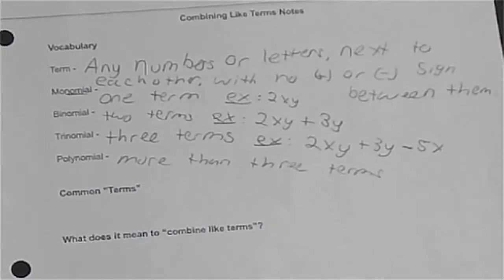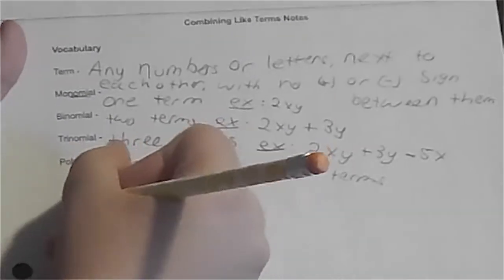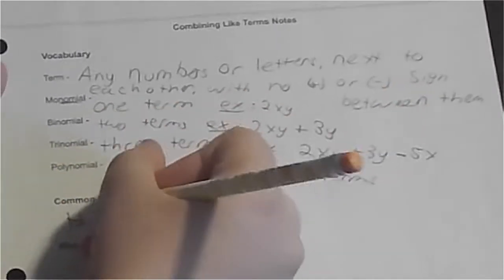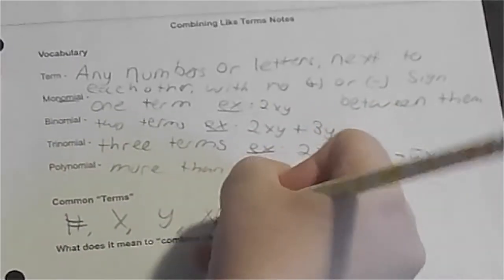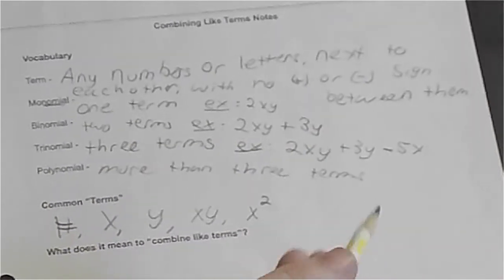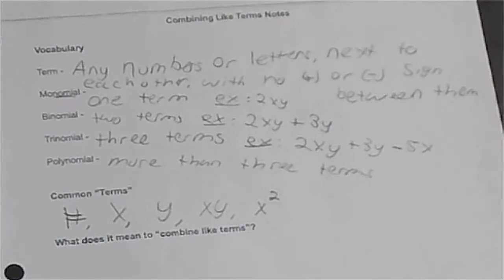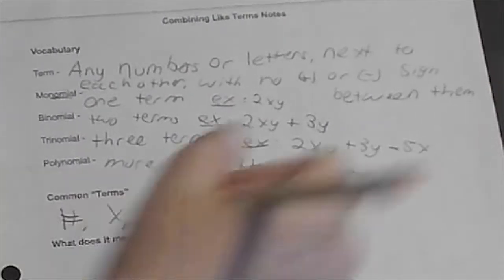So in math, we're going to have some common terms. Those terms are just a number by itself with no letters, x's, y's, xy's, x squareds. A squared is a very tiny 2 in the upper right-hand corner like that. Later you will learn exactly what it means to square something. For now, it's just a term, just like y squared.